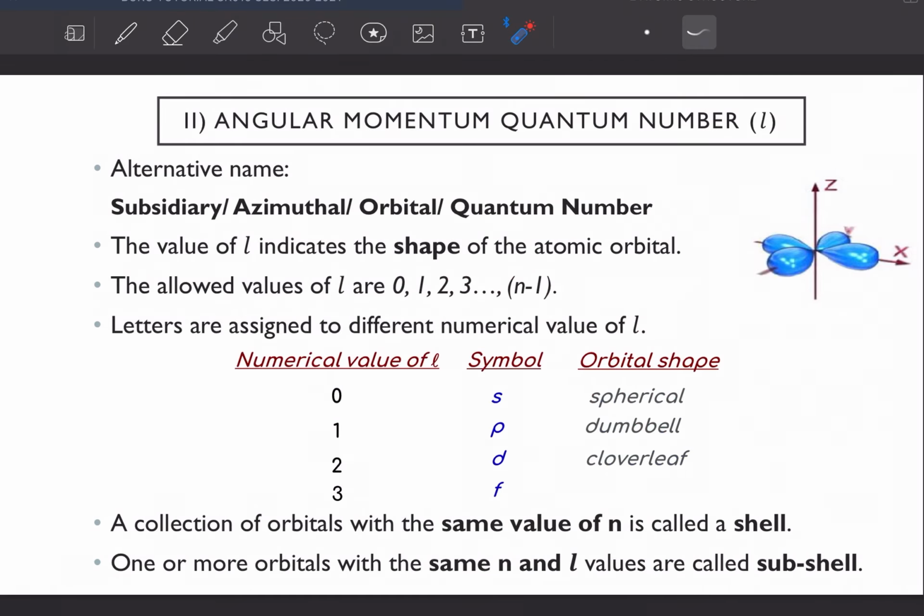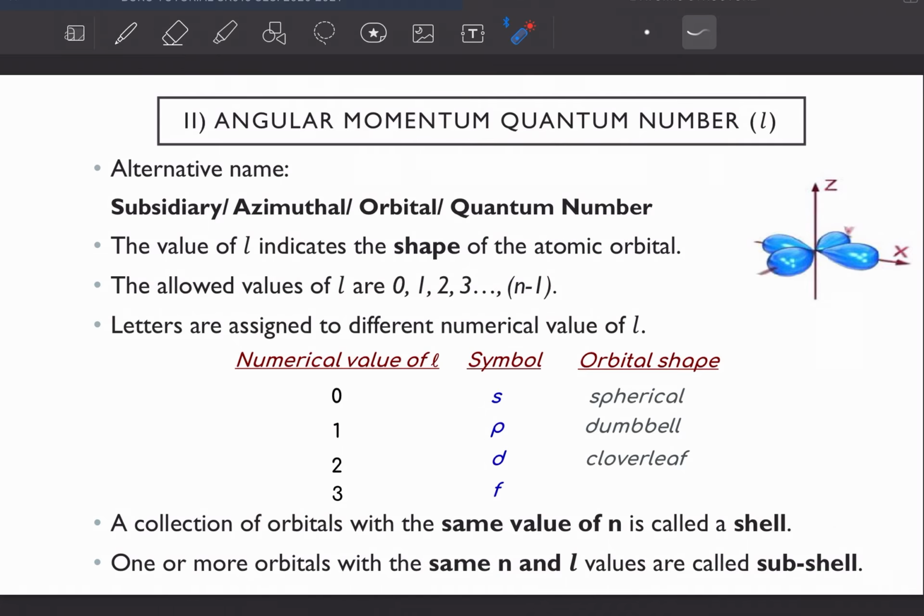Okay, next we have the second quantum number, which is the angular momentum quantum number with the symbol L. It has other names. It can be called subsidiary quantum number, azimuthal, or even orbital. Orbital, because you know that it will give the shape of your atomic orbital. Earlier it was energy or shell, now L will give the shape of your orbital.